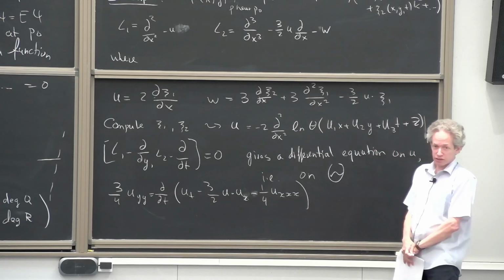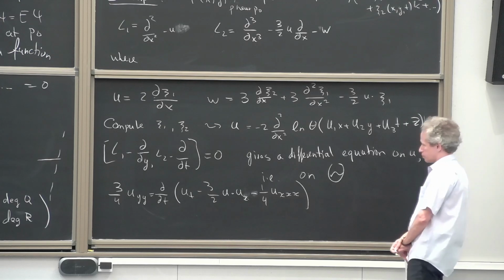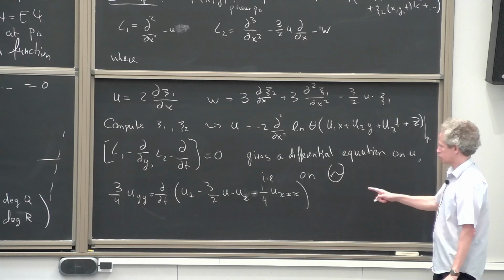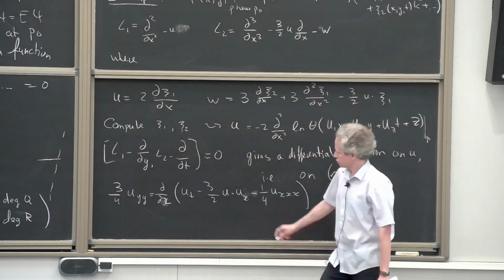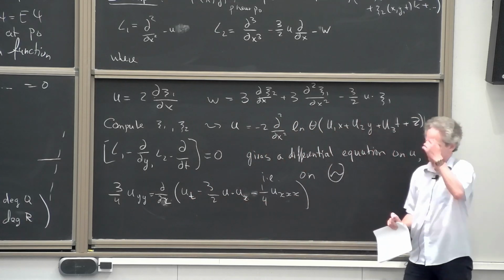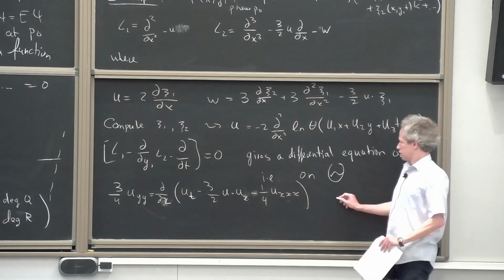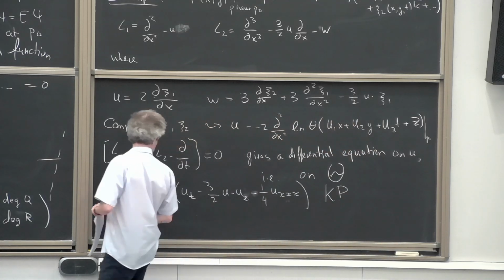So we can wonder if this is a differential equation that has a name, and it does. Yes, of course. Sorry, no, I'm sorry. This is t. This is x. This is x. This is x. Okay. So this is something which is a KP equation in some form.